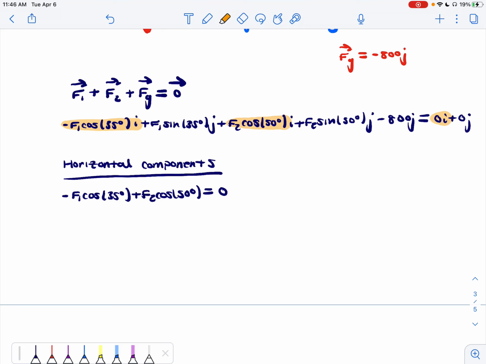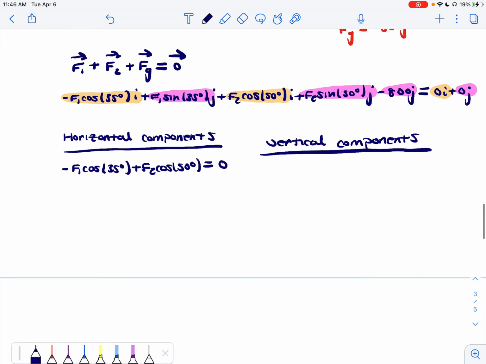Then our vertical components are all of our j's. Same thing, if we add up all three of our vertical components on the left-hand side, they have to equal the 0 on the right-hand side. So that gives us another equation: F1 sine of 35 degrees plus F2 sine of 50 degrees minus 800 is equal to 0.